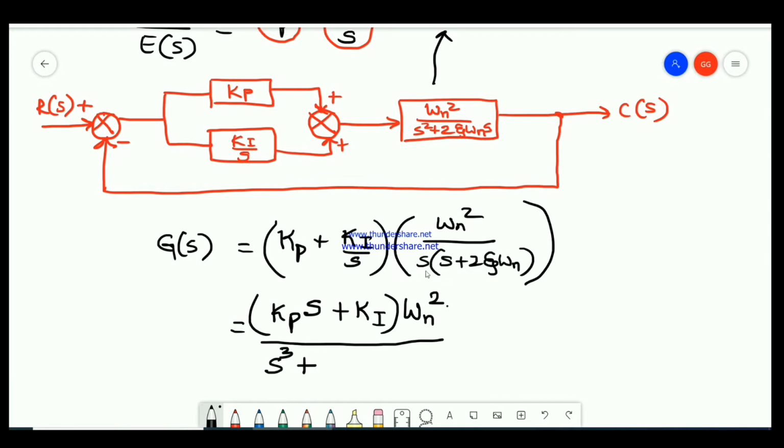So if you multiply the complete thing, you get s cube plus 2 zeta omega n s square in the denominator.